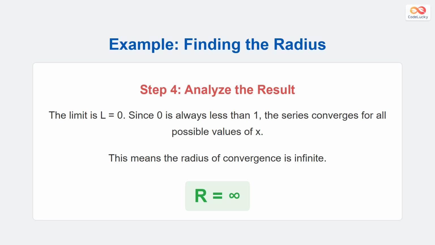Finally, we analyze the result. Our limit, L, is 0. We need to check when L is less than 1 for the series to converge. Since 0 is always less than 1, no matter what value x has, the condition is always met. This means the series converges for every possible value of x. Therefore, the radius of convergence is infinity.